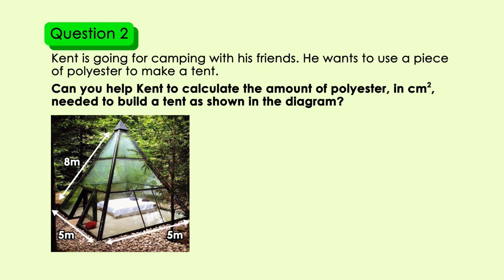The second question. Ken is going camping with his friends. He wants to use a piece of polyester to make a tent. Can you help Ken to calculate the amount of polyester in square centimeters needed to build a tent as shown in the diagram? I'm sure you can do this. Bear in mind, first, we have to identify the 3D shape. Well, the tent is in the shape of a pyramid.